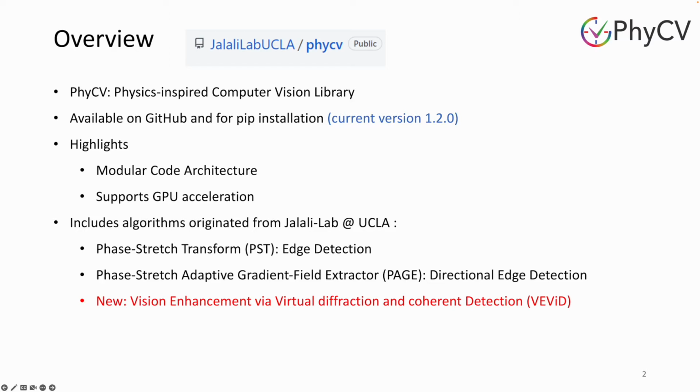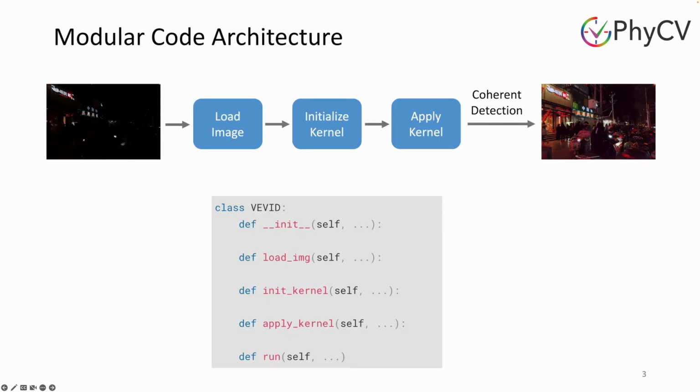Currently, it has three algorithms: PST for edge detection, PAGE for directional edge detection, and a new one called VEViD for low light and color enhancement. The modular code architecture follows the physics behind algorithms. All algorithms in PhyCV emulate the propagation of the input image through a medium with specific diffractive properties, which applies a phase kernel to the frequency domain of the image.